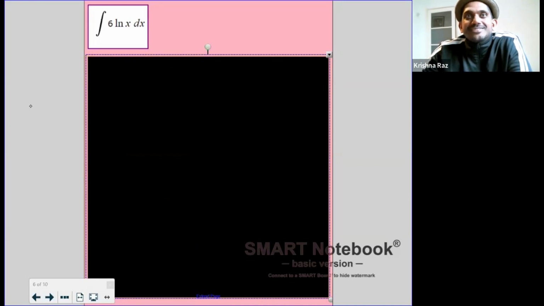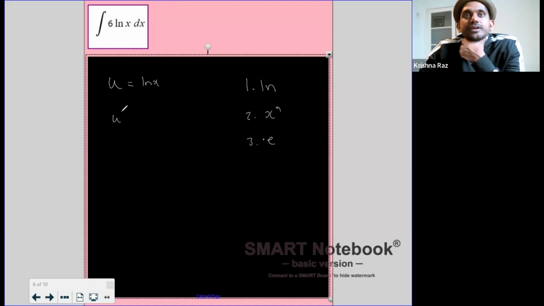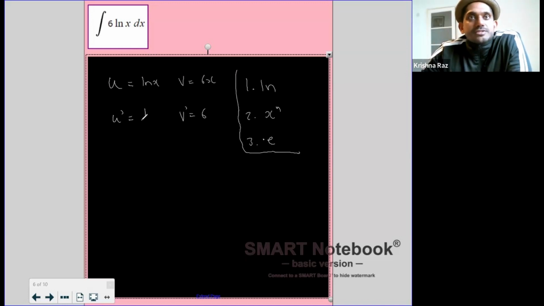Hello again. So the priority order was ln x and then e. There is no easy way to integrate ln. We avoid it at all costs. So u will be ln x, and we will treat the 6 as v dash. So v dash will be 6, therefore v will be 6x. Ln x differentiates to 1/x.